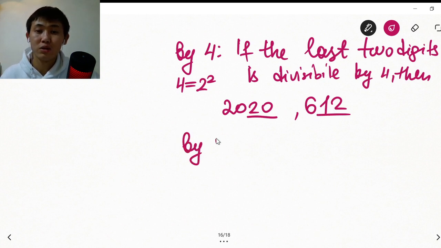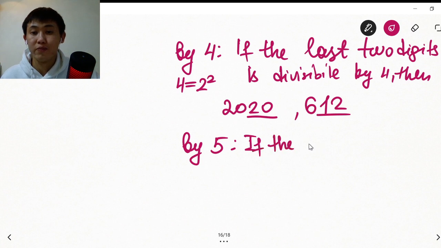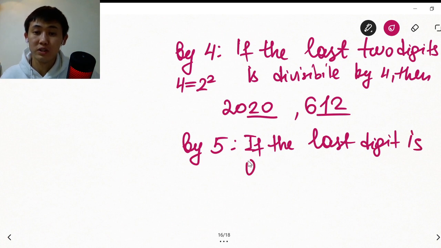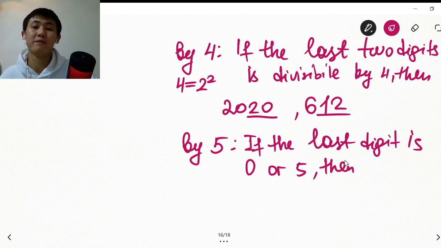So the next one is divisibility by 5. If the last digit is 0 or 5, then the number is divisible by 5.